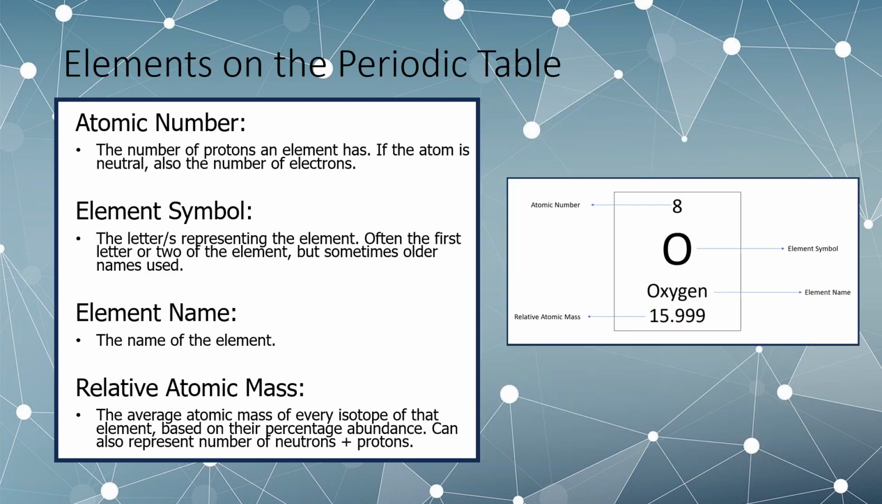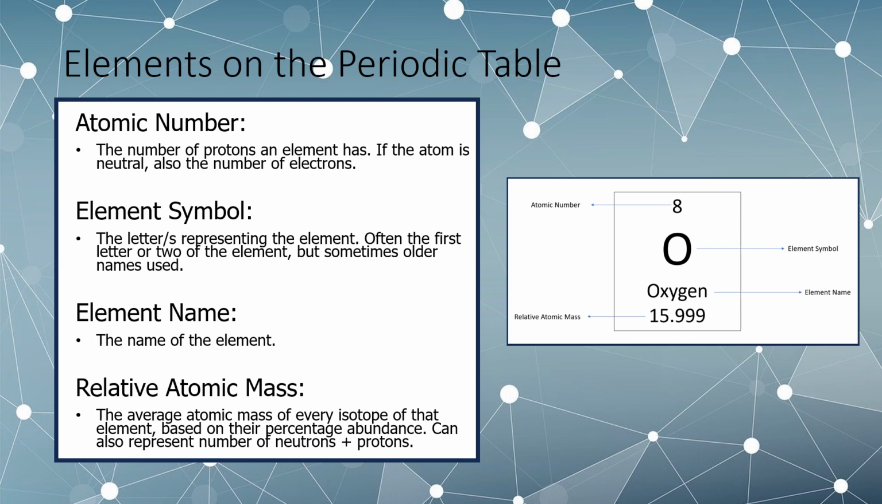So, what do each of these things mean? Well, the atomic number is the number of protons an element has, and it is what we use to organize the periodic table. Obviously, as you scroll from left to right and down, it goes from 1 through to about 118 on most periodic tables. If the atom is neutral, it's also the number of electrons present in that atom, as if it's neutral, it has the same number of protons and electrons.